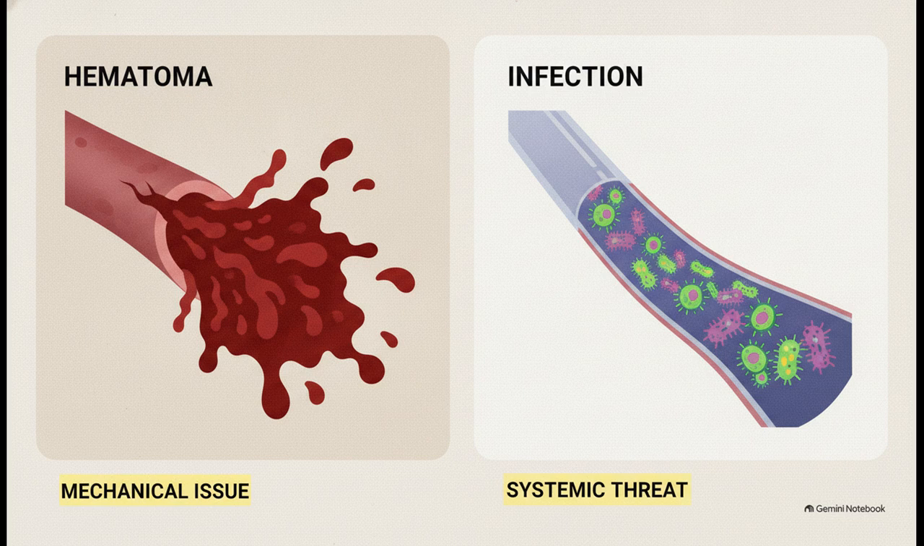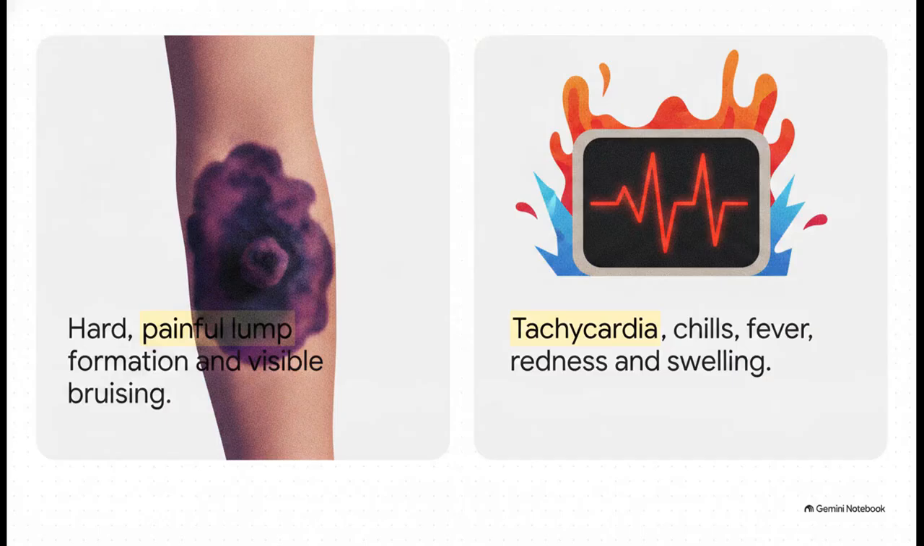A hematoma is basically a collection of blood pooling in the surrounding tissues because the vessel wall got breached. An infection, on the other hand, means a microorganism has successfully used your IV line as a direct highway right into the patient's body. The presentation for these two couldn't be more different. A hematoma is going to give you a very localized, hard, painful lump right at the site, accompanied by visible bruising. An infection is going to trigger whole-body alarm bells.